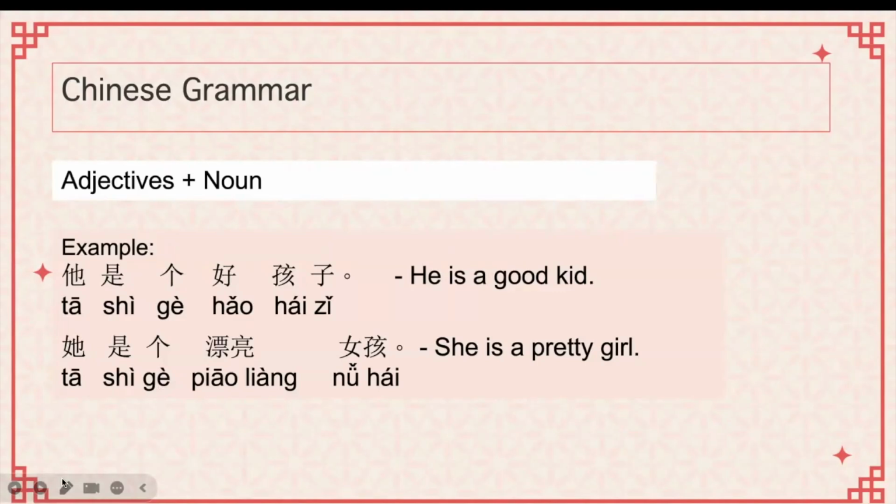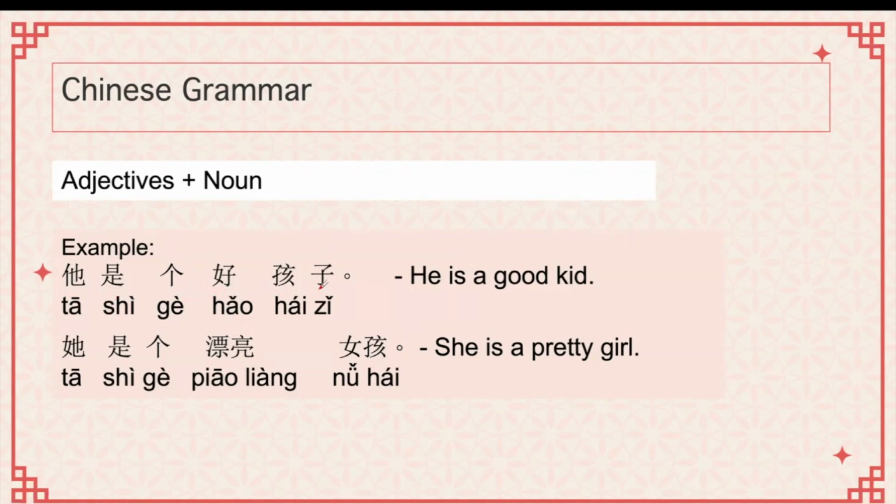In this lesson, we're going to talk something more about Chinese grammar, adjectives. In Chinese, if you want to describe something in more detail, you need to add adjectives. So the pattern we're using is adjectives plus noun, which means you need to put adjectives such as good, beautiful, big, and huge in front of a noun. Let's see some examples here.